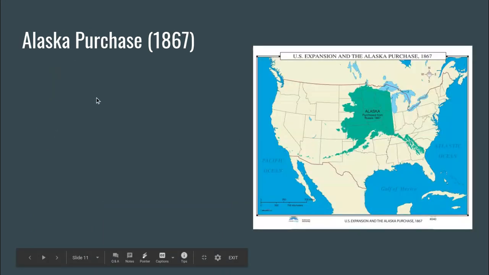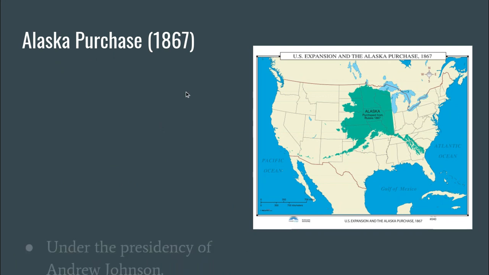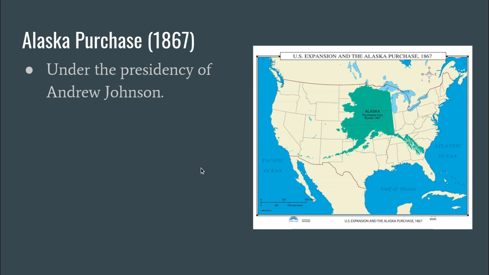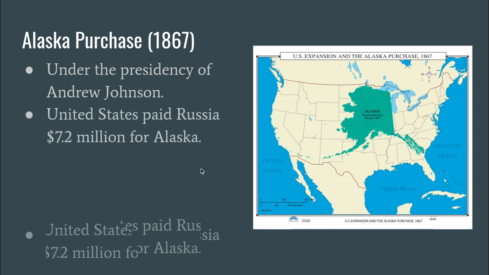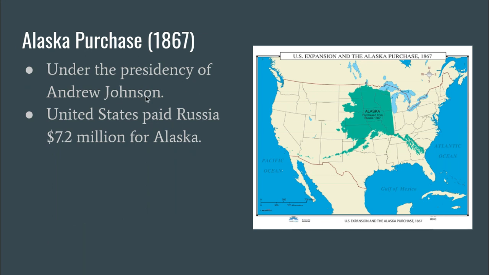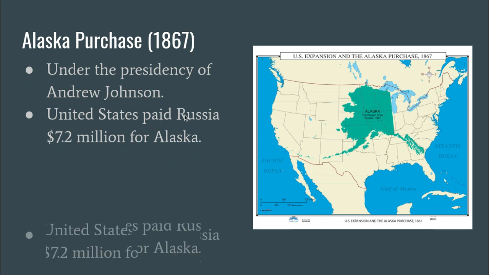The last one I want to talk about is the Alaska Purchase of 1867. And so this is another example of the expansion of the United States in terms of territory, and it is solidifying its borders. It's making the borders strong. So the Alaska Purchase was under the presidency of Andrew Johnson. The United States paid Russia $7.2 million for Alaska.